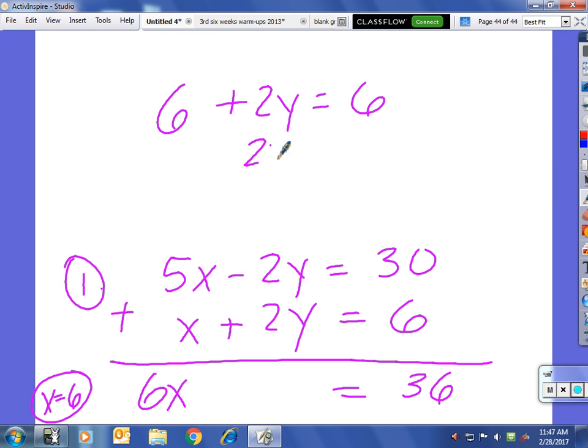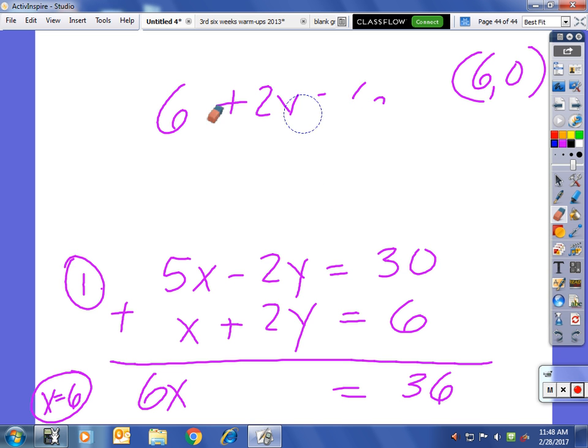I've got to subtract 6 from both sides. What does 2y equal? 0. Subtract 6 from both sides, you get 0. For some reason, kids are very bothered by the number 0. It's just a number. What's the y value here? Now, divide by 2, so what does y equal? 0. So where do these two lines intersect? At 6, 0.